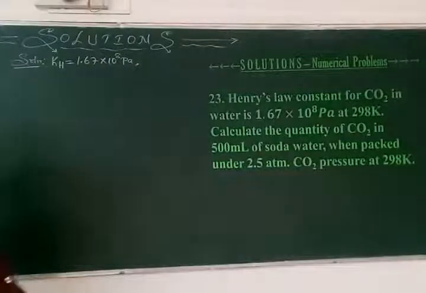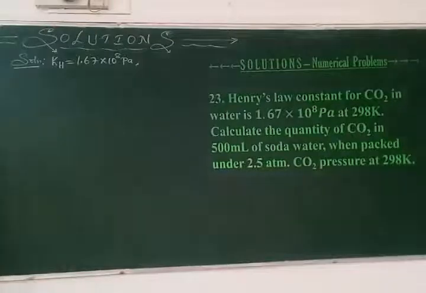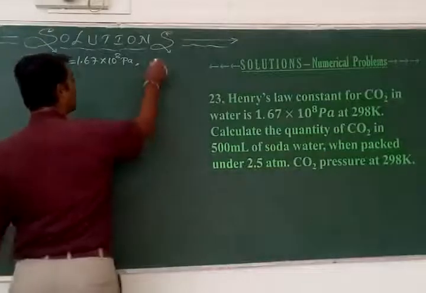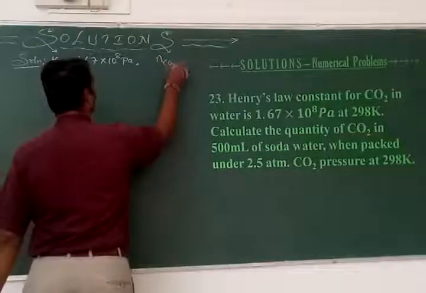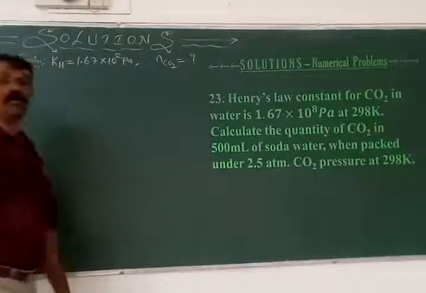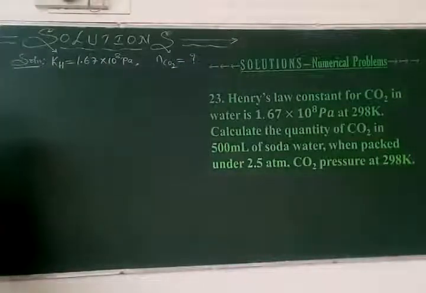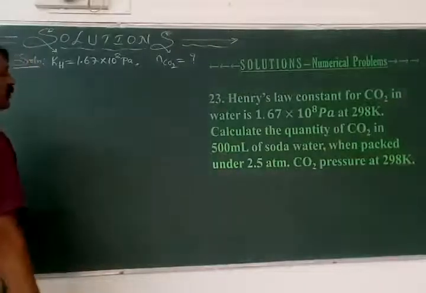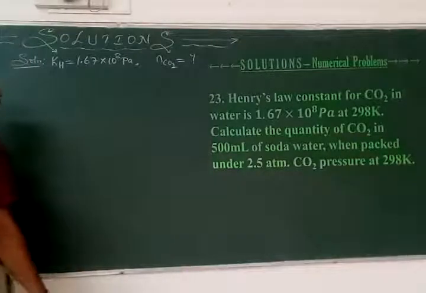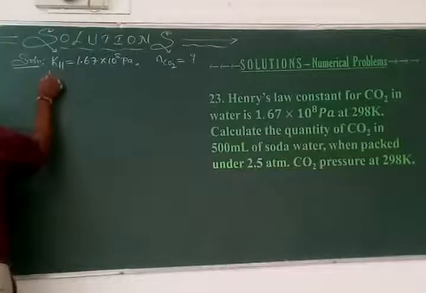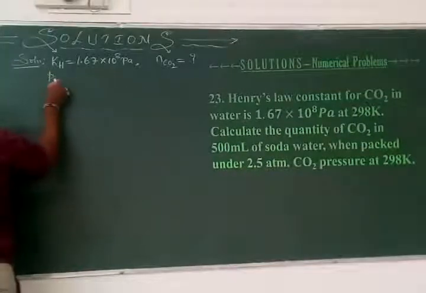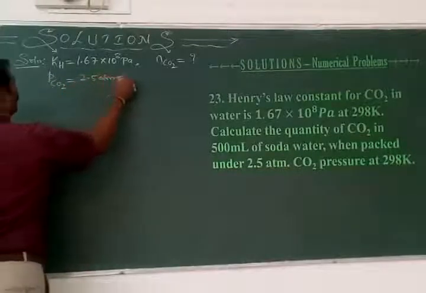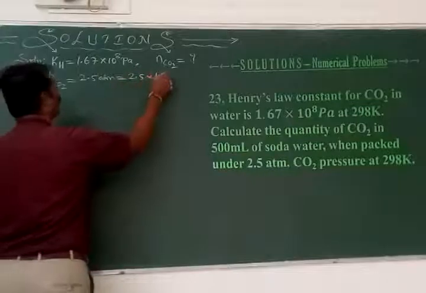Calculate the quantity. Quantity means either the number of moles or the mole fraction. Quantity means number of moles of carbon dioxide, that you have to find out. 500 ml of soda water is the volume given. Under a pressure means the partial pressure of which gas? It is CO2, equal to 2.5 atm, that is equal to 2.5 into 101,325.